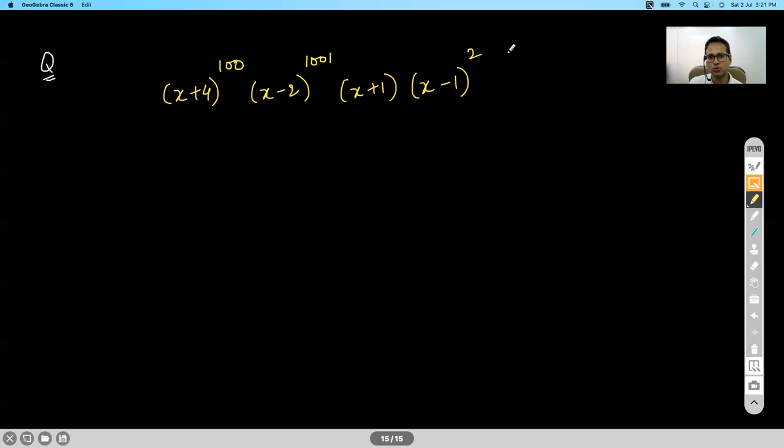So I have another question. So let's take this. (x plus 4) to the power of 100, (x minus 2) to the power of 1001, (x plus 1) to the power of, let's say, 1, (x minus 1) to the power of, let's say, 2, all divided by x to the power of 600, (x plus 2) to the power of 501. This is less than or equal to 0.